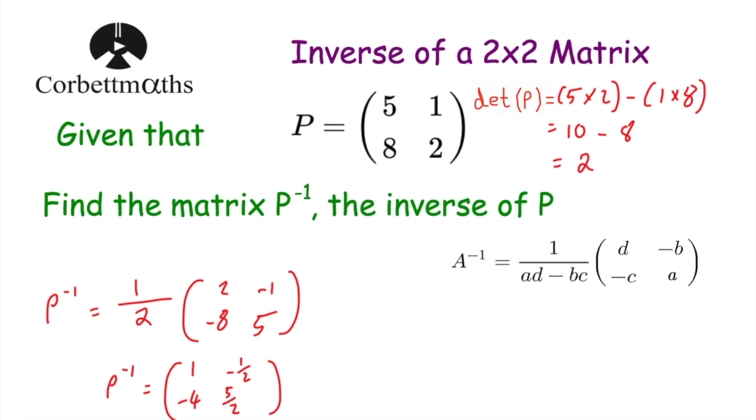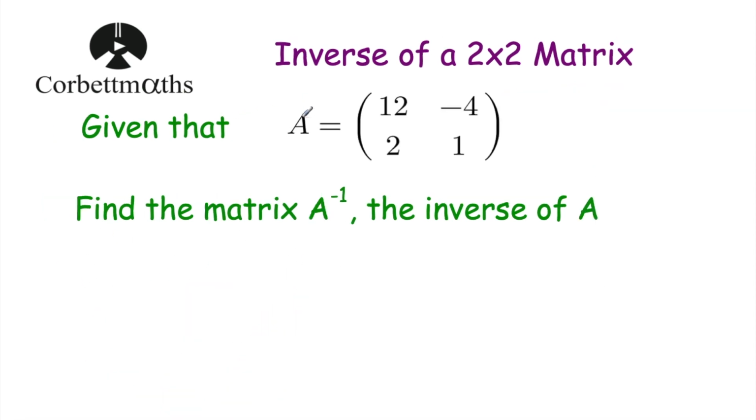Okay, let's have a look at our next example. So next example, we've been given the matrix A, which is 12, -4, 2, 1, and we want to find the inverse of this matrix. So the inverse of this matrix would be A^-1, like so, is equal to 1 over the determinant of this matrix. So let's work out the determinant.